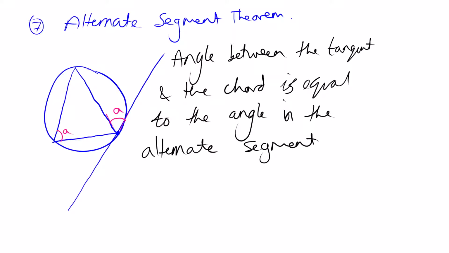Now, of course, with this particular diagram, we can do this again. So the angle between the tangent and the chord, let's use this chord here this time. So between the tangent and the chord, let's call that B, is equal to the angle in the alternate segment. Well, that would be that angle there. So we can find out quite a lot of information just from our circumference. So let's go back and have a quick summary.